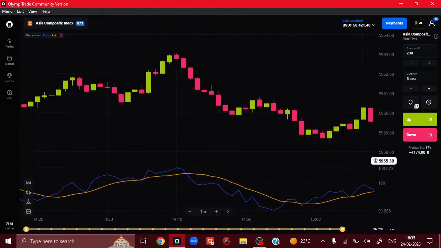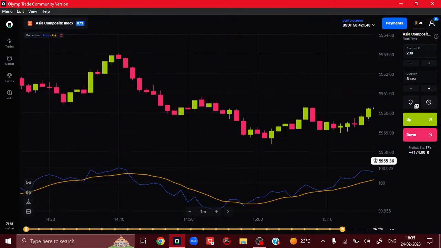So guys, for example, if you look at the screen right now, here we can see that there is an intersection of the yellow line with the blue line in the momentum indicator in the downward direction. So just after the intersection has happened, we can make the trade at this point in the downward direction.